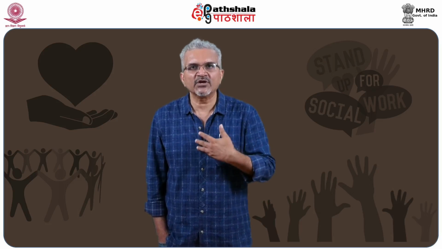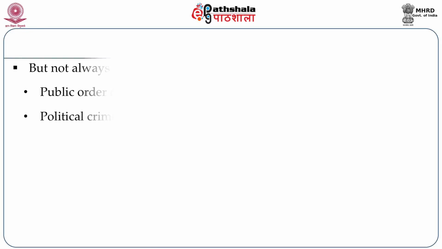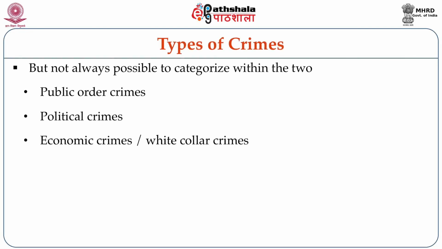So he or she is not a victim, so-called. No? So these are called public order crimes. Then you have political crimes, you have economic crimes like white-collar crimes, like frauds and economic offences, cybercrime. You have organized crime where gangs are involved. You have environmental crimes which are talking about degradation of the environment, industrial pollution, river pollution, etc., etc.